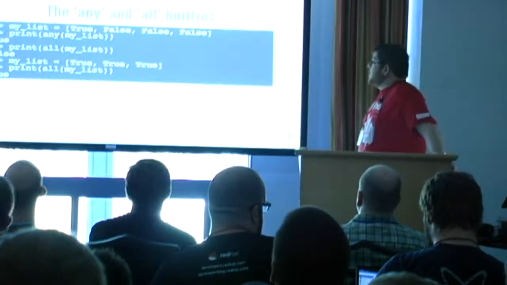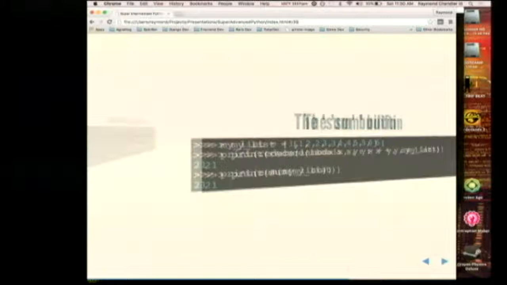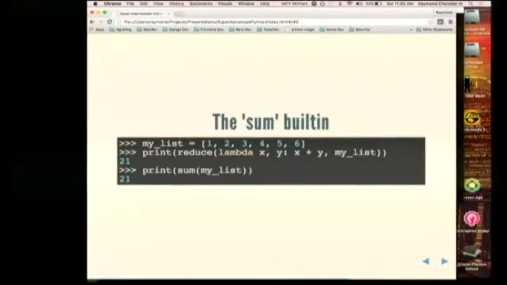Any and all are a couple other built-ins that are useful. Any will return true if anything in the iterable that you pass it returns true. All will return true only if everything in the iterable that you pass it returns true. So, give you a second to take that in. Pretty straightforward.